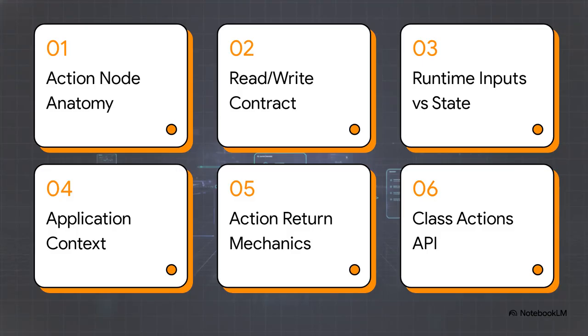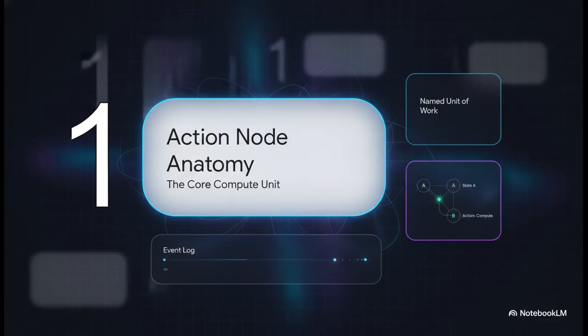We're taking a bottom-up approach to the architecture today. We'll quickly move through the action node anatomy, the read-write contract, runtime inputs versus state, injecting application context, action return mechanics, and finally, graduating to class actions. Starting off with Section 1, the action node anatomy, which is really the core compute unit of Burr.